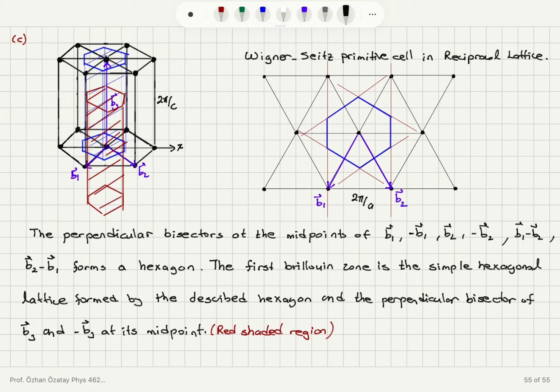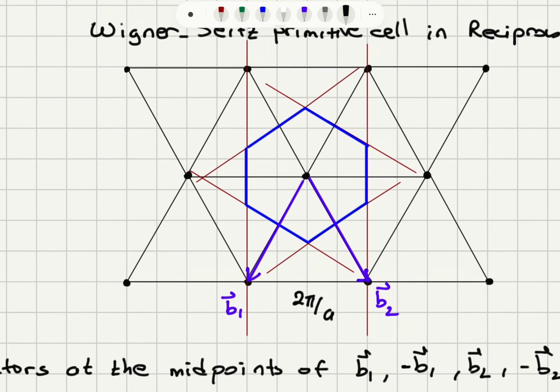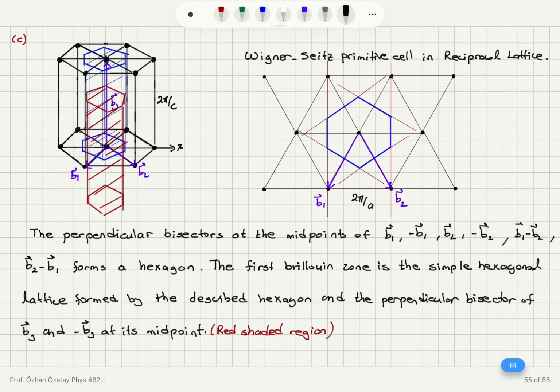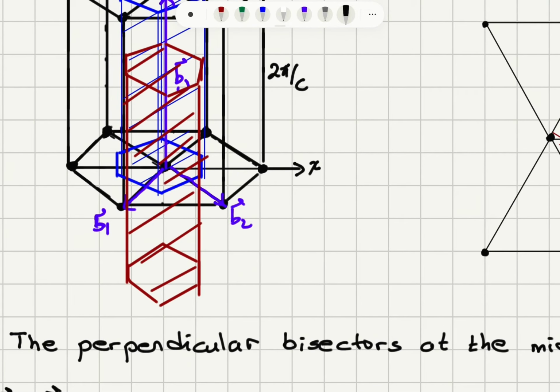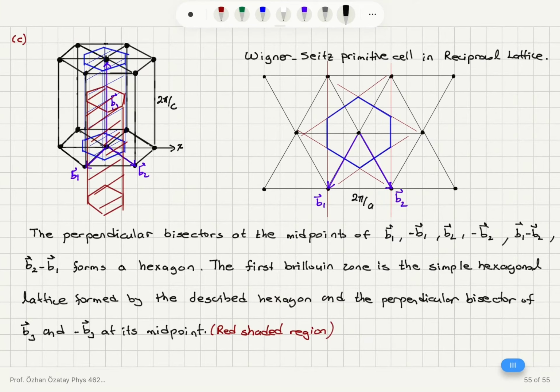So we find the perpendicular bisectors at the midpoints of b1, minus b1, b2, minus b2, b1 minus b2, and b2 minus b1. So we see that when we connect the perpendicular bisectors, the smallest area that is contained within this structure is a hexagon. So we find that we have a hexagonal structure here. Now the first Brillouin zone is going to be the simple hexagonal lattice formed by this described hexagon and the perpendicular bisector of b3 vector and minus b3 vector at its midpoint. So you can see that this red shaded region will be the first Brillouin zone.